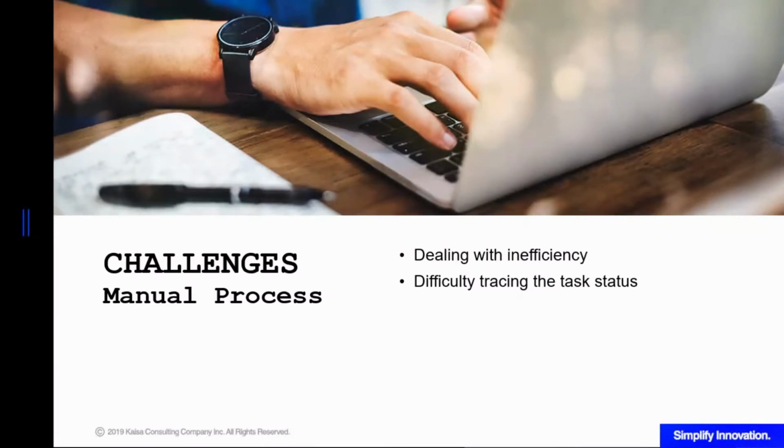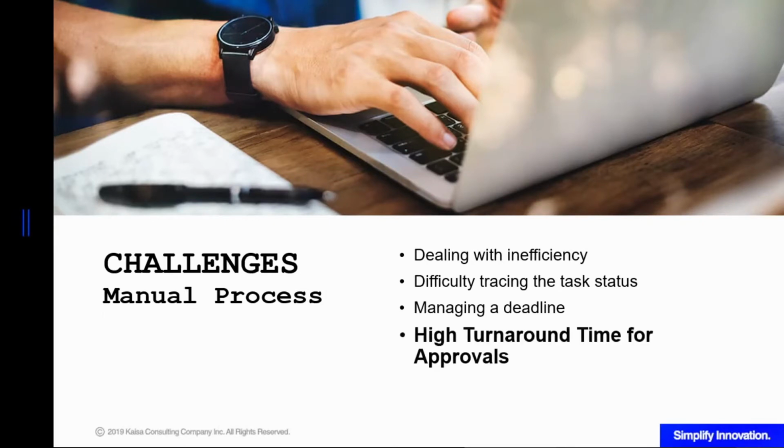So if you're having difficulty tracing the status, then most likely you will have challenges managing deadlines. Since you don't even know the status of your purchase orders, you will definitely overlook the deadlines. Okay? And the last one would be the high turnaround time of approvals.